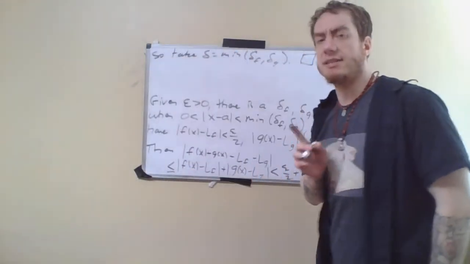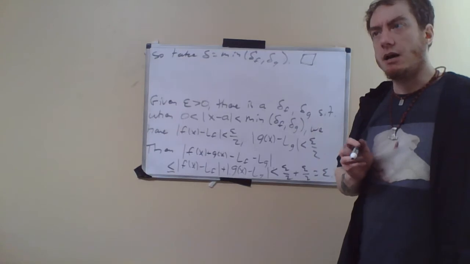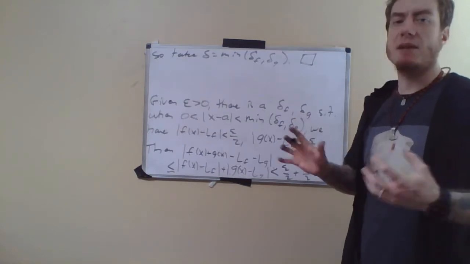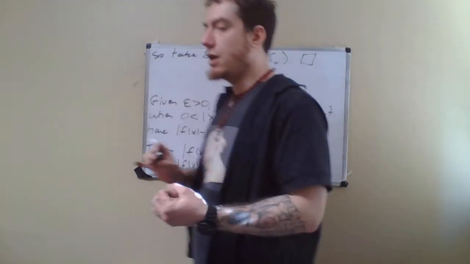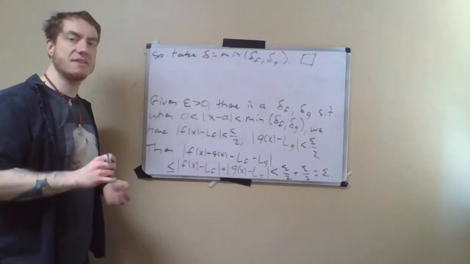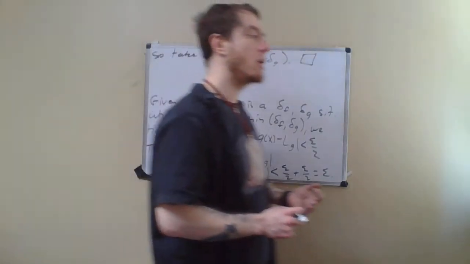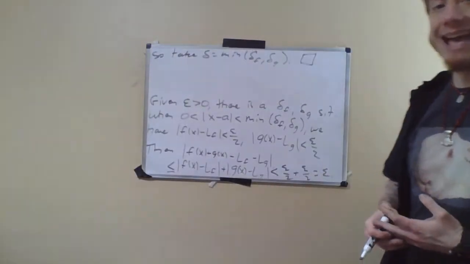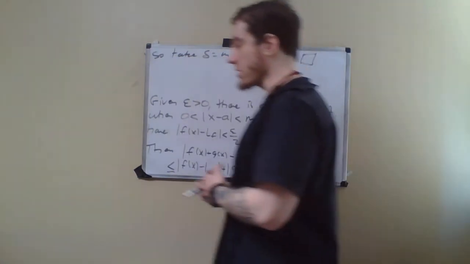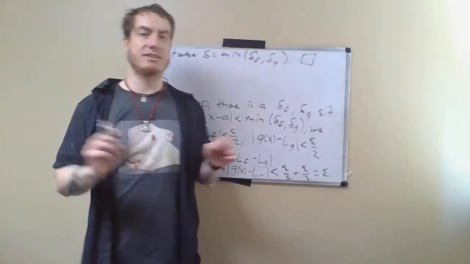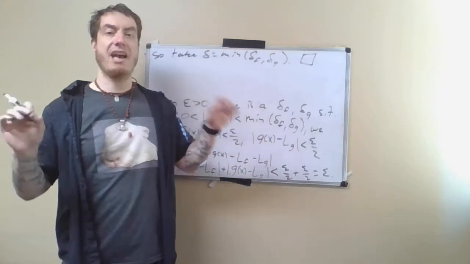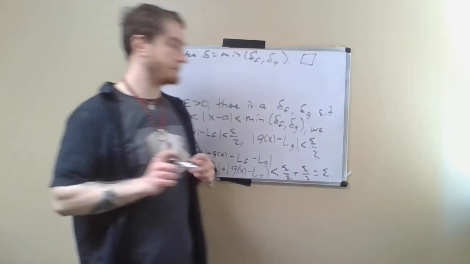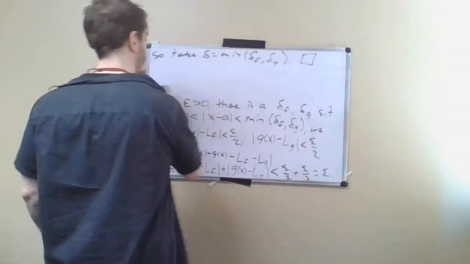Be careful here because it doesn't work the other way. You could have two functions that separately don't have a limit, but when you add them, you get something that does have a limit. It's a bit weird, but that kind of thing can happen, where f and g separately don't have limits, but f plus g might have a limit.